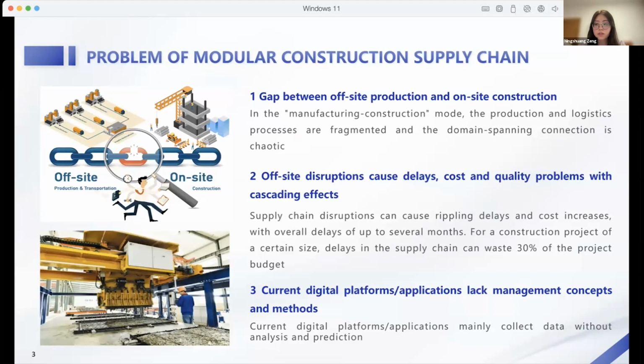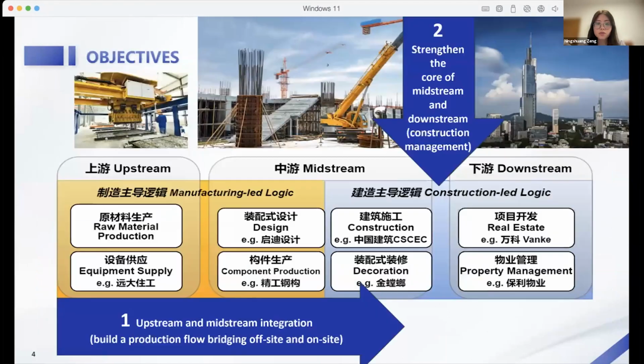Second, off-site disruption usually causes delays, cost and quality problems, and also usually with cascading effects, and sometimes can waste over 30% of the project budget. Third, current digital platforms or applications for the modular construction lack management concept and methods, which means we can, of course, collect data, but we didn't do well in data analysis and prediction. So facing these problems, we try to improve the modular construction supply chain with two objectives.